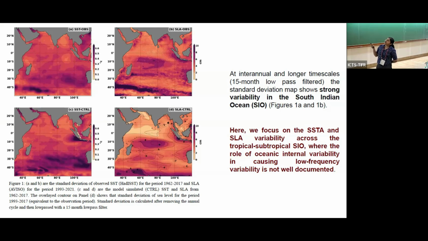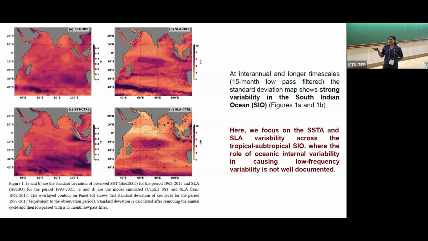If we come to SLA, it shows some difference in spatial pattern, and the strong variability in SLA is in the subtropical front region around 40 degrees south. Other than that, in the South Indian Ocean, we can identify three distinct regions: one is the thermocline ridge region, one is the subtropical Indian Ocean between 20 degrees south and 30 degrees south, and one region with higher variability is off the west coast of Australia. Overall, there are some differences between observation and model, but the model is quite well capturing the patterns of the observation.